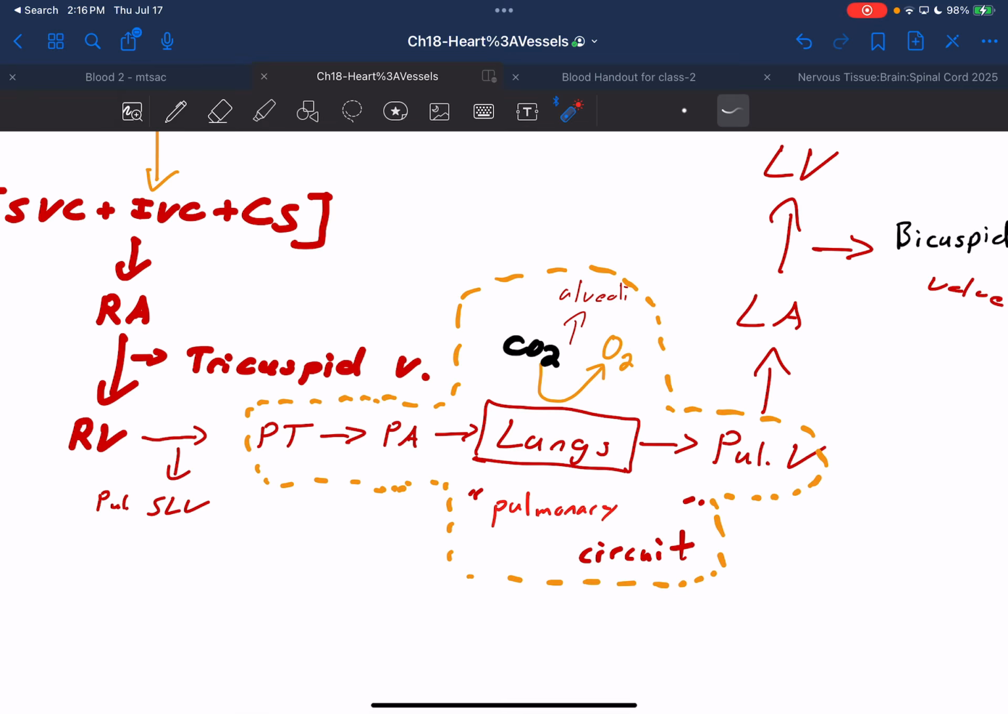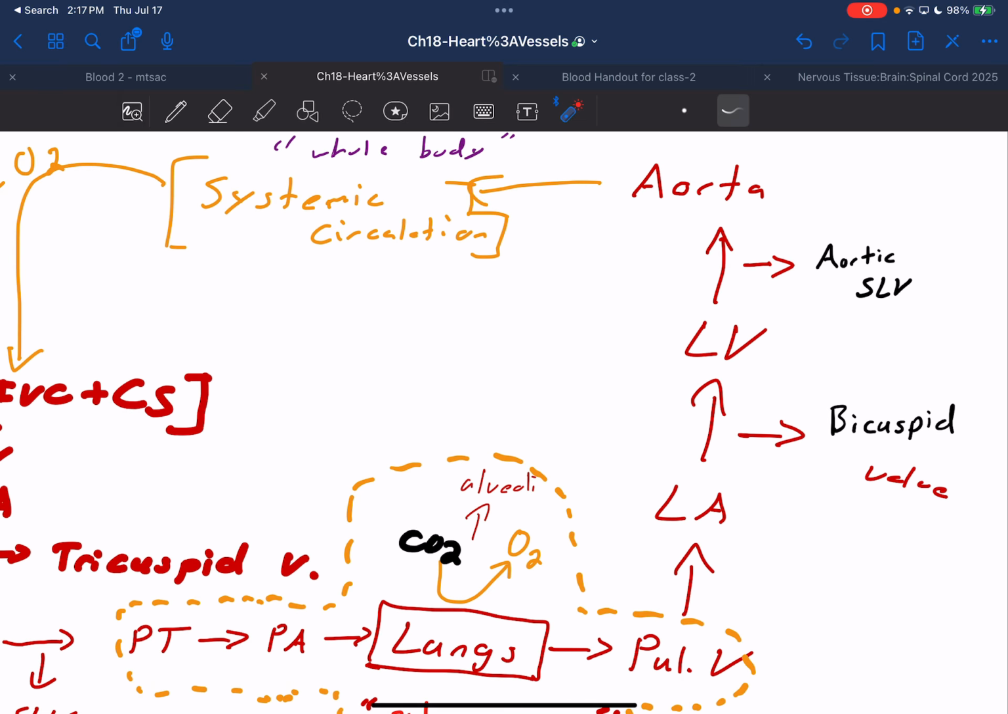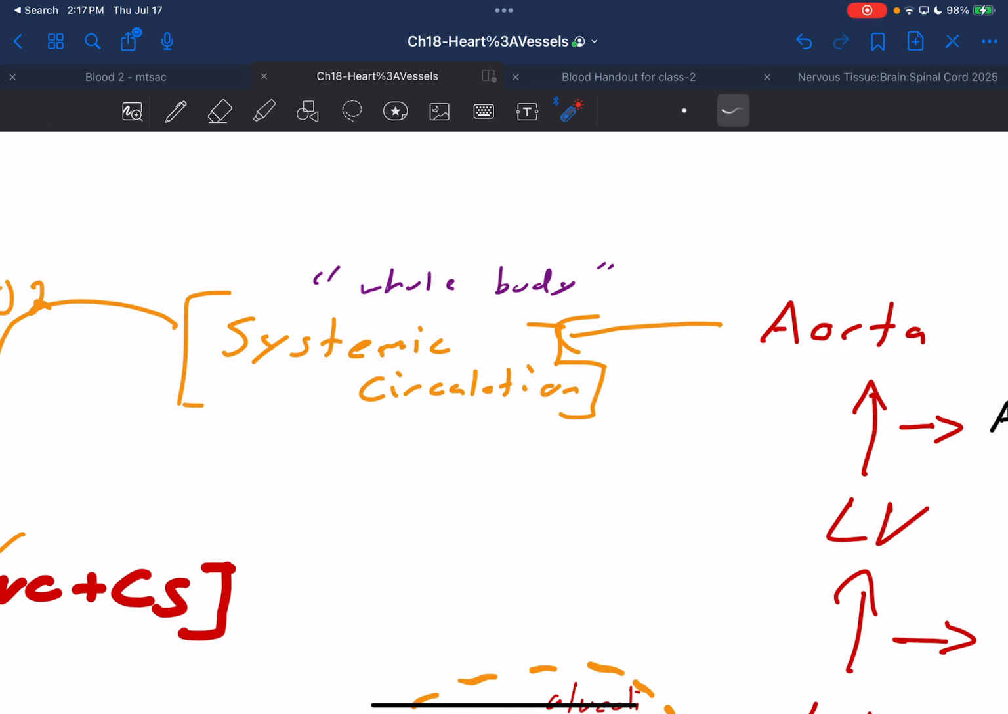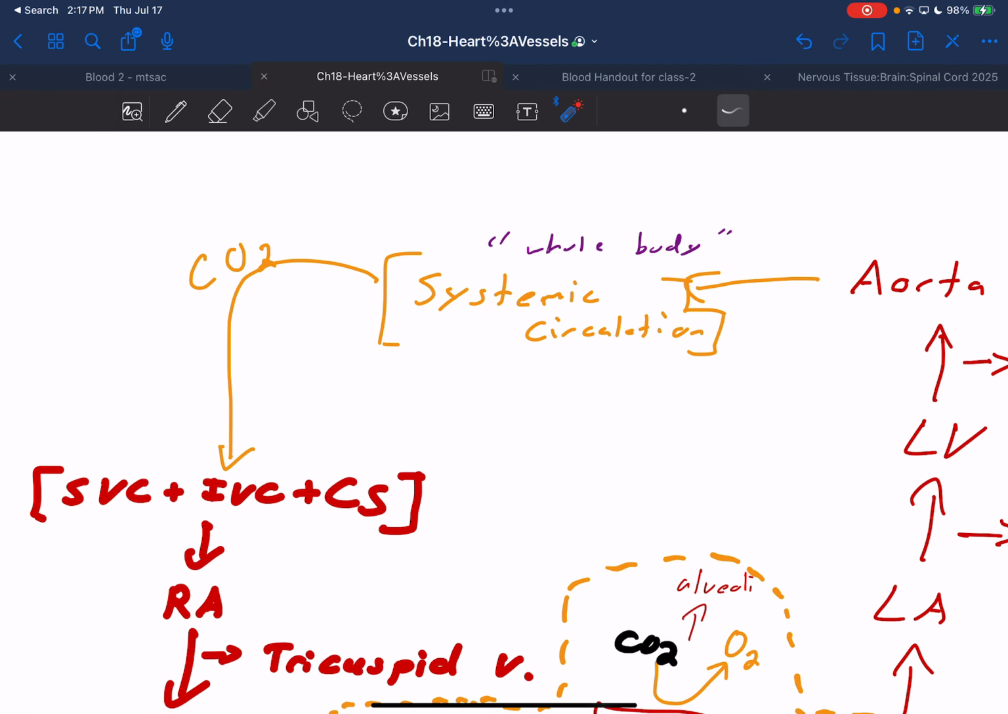Now, blood comes back with oxygen, and then it goes to the left atrium, goes through the bicuspid valve, the left ventricle, the aortic semilunar valve, the aorta. And then when we say the aorta delivers blood to the whole body, we can't just say whole body. We got to sound smart since we're in anatomy class. Whole body in this class means systemic circulation. The whole body's the system, systemic circulation.